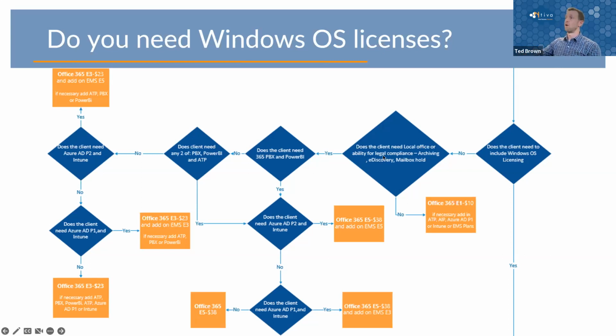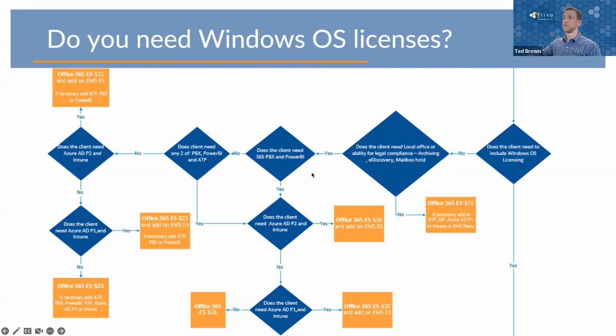So let's just say you do need Office. The next question is, okay, let's determine if you need to have E3 or E5. And that question for me is, does the client need to have a 365 PBX, a back-end phone system with this? And do you need to have Power BI? Power BI is a great utility for analyzing big sets of data, and it does have a $10 license SKU to it if you buy it additionally.